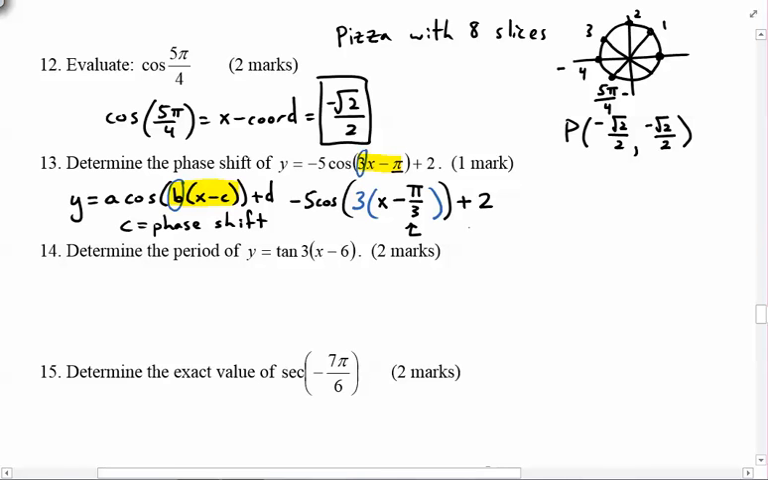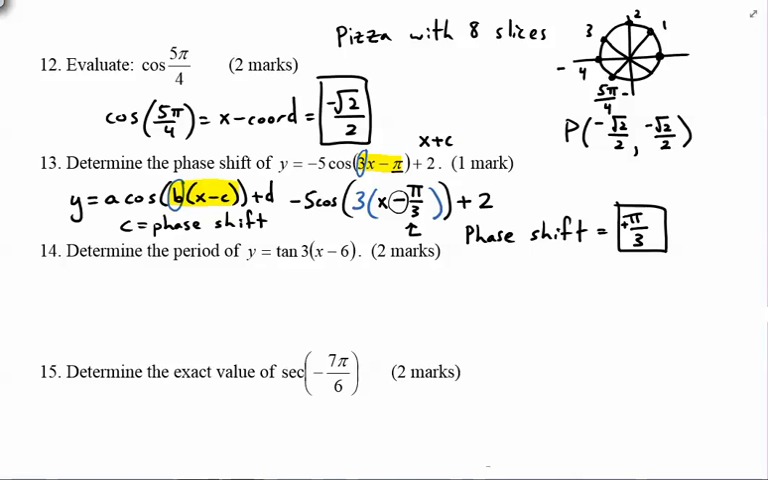So now we can see that this graph is being moved to the right pi over 3. So the phase shift is positive. So when you see a negative sign in here, then your answer for your phase shift will be positive. When you see a positive sign, then the phase shift will be negative.